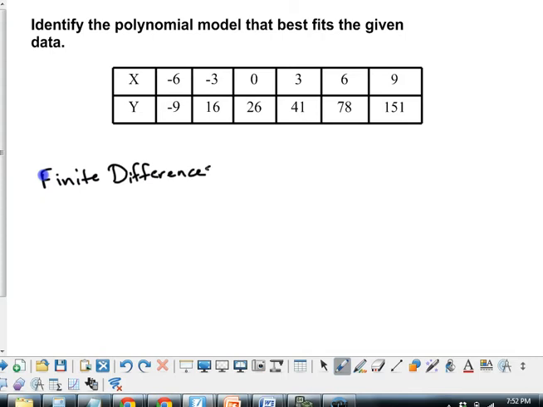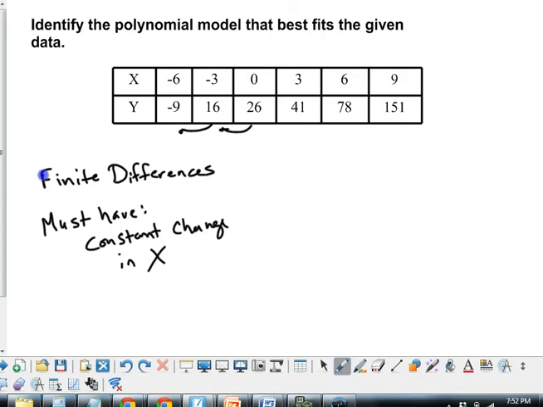When we use finite differences, we're talking about the differences in y coordinates as we progress from point to point. Now, in order to do that, you must have constant change in x. Okay, so your x coordinates as you go from one to the next must be changing the same amount each time in steady increments.